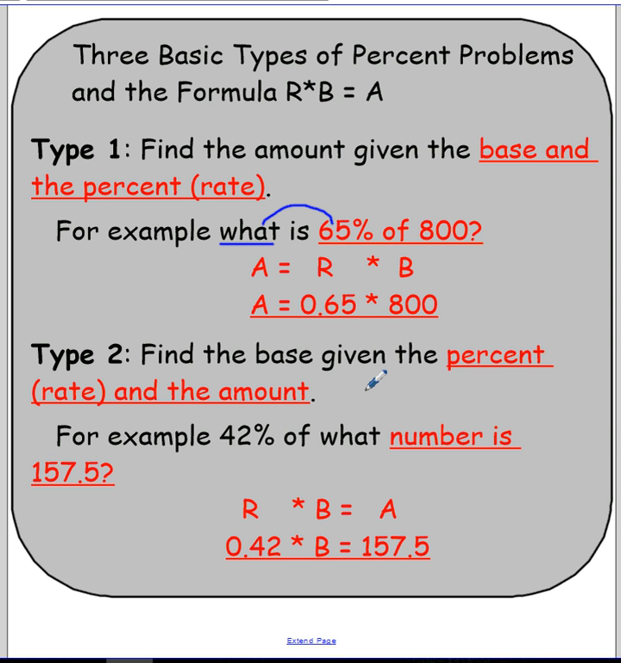For type 2, we are missing the base B. An example would be 42% of what number is 157.5. Again, there's our linking verb "is" to match our A with our percent. So our A is by itself on one side of the equation, and R times B, or 0.42 times B, gives us that equation. Now you can see we have to solve through division to get B by itself.